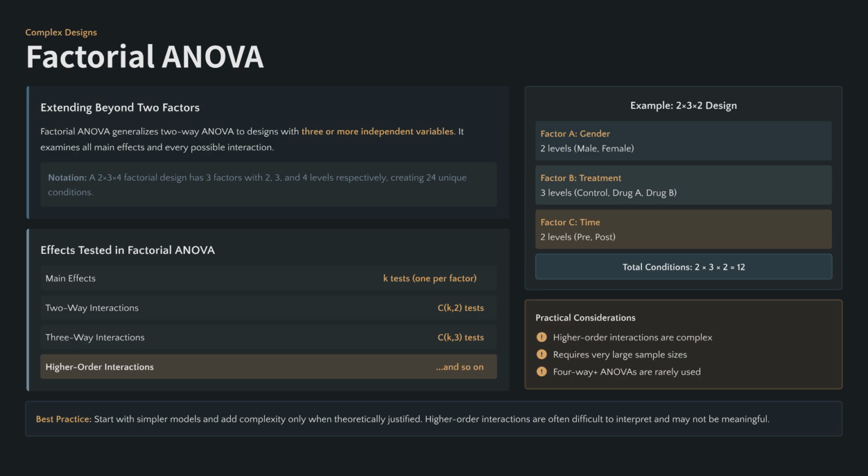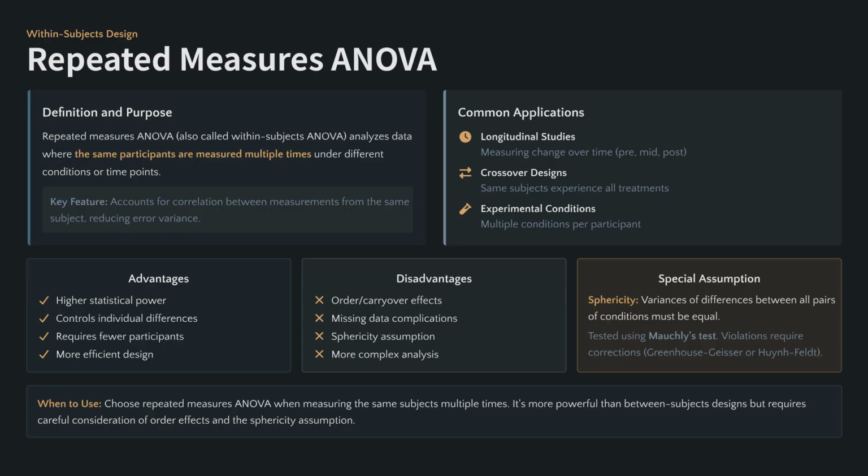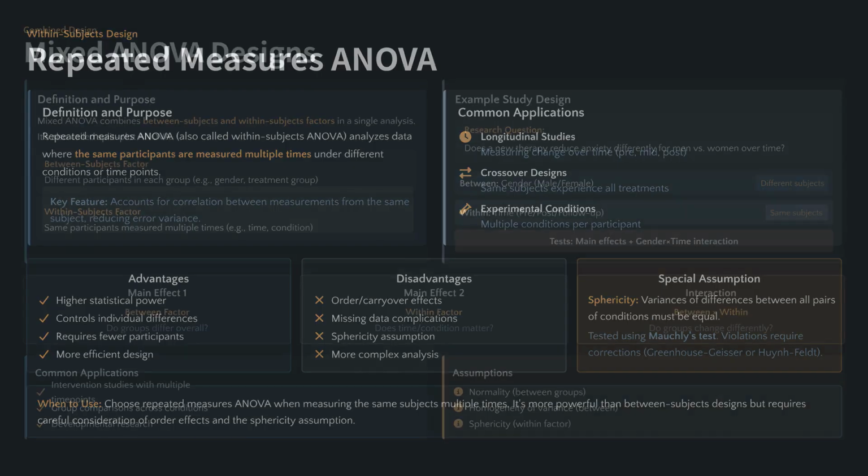Next, we move to Chapter 02, Types of ANOVA, exploring the various forms and applications. ANOVA types are classified by the number of independent variables, such as one-way, two-way, and factorial ANOVA. They are also classified by study design, including between subjects, within subjects, and mixed designs.